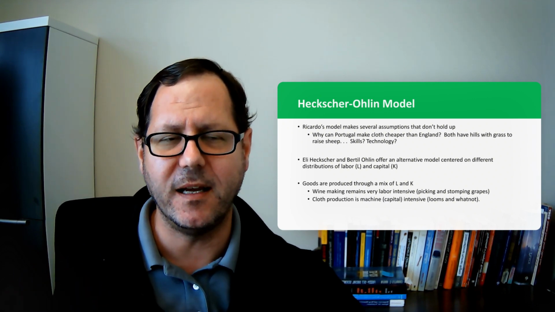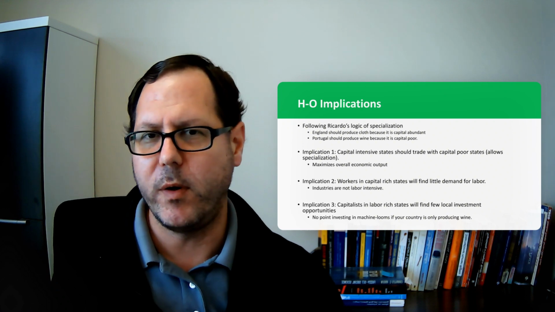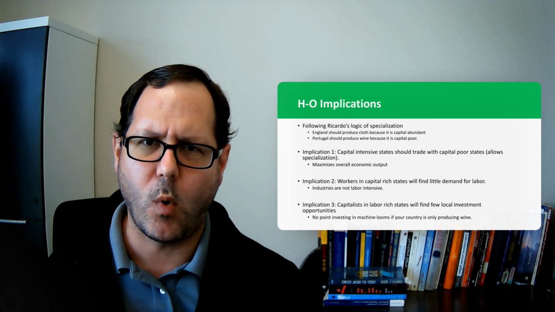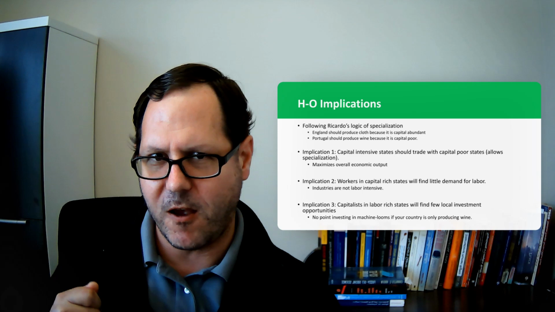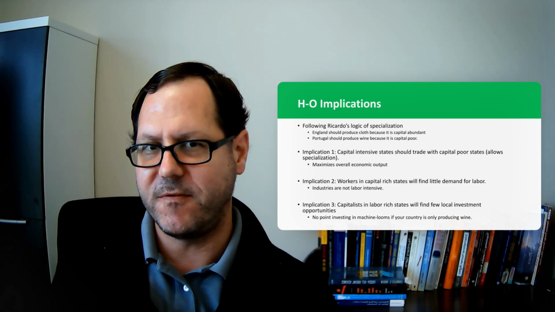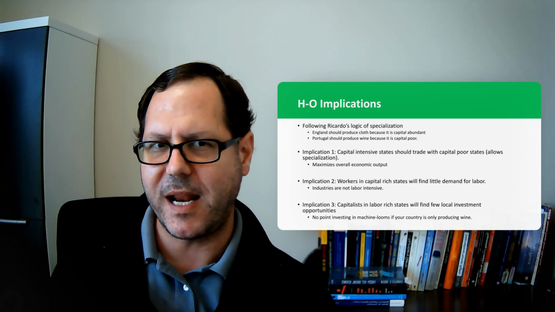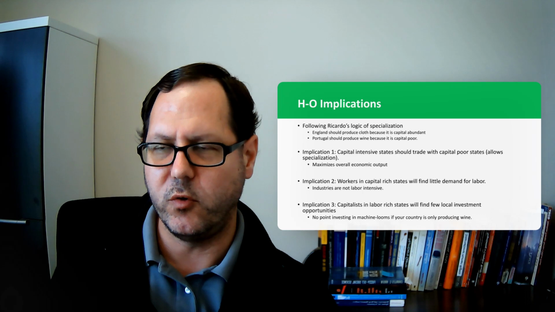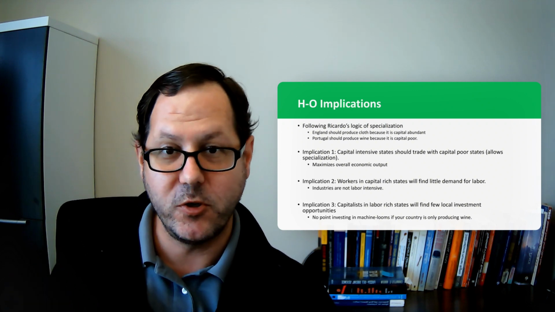So this is extending that idea to explain why we would see different patterns between countries. And so that might help account for why we would see England specializing in cloth production because they're capital abundant, and why Portugal might specialize in wine production because they're labor abundant. But it also has these implications for what we should expect to see in terms of patterns of trade and economic activity. And so one implication is that capital intensive states, wealthy states with deep capital markets, should trade most with states that are relatively capital poor and labor rich, because those combinations are going to have the maximum comparative advantage and gains in terms of reducing opportunity costs.